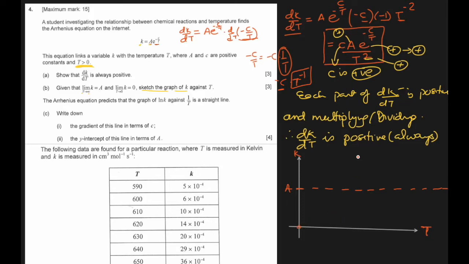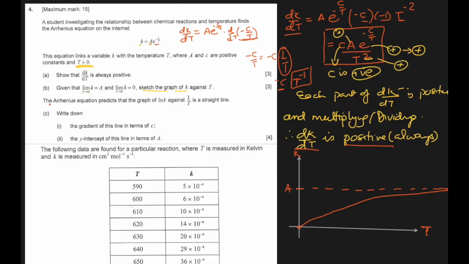Sketch the graph. As they're saying that dk over dt is always positive, that means the graph will always be increasing. It is not possible that the graph goes up and comes down and then approaches a, right? It's not possible. Why? Because this will be a negative dk over dt, which is not possible. They said it is always positive. That means it is always increasing. So the graph will be always increasing and going nearer and nearer to a. This is the sketch of the graph.